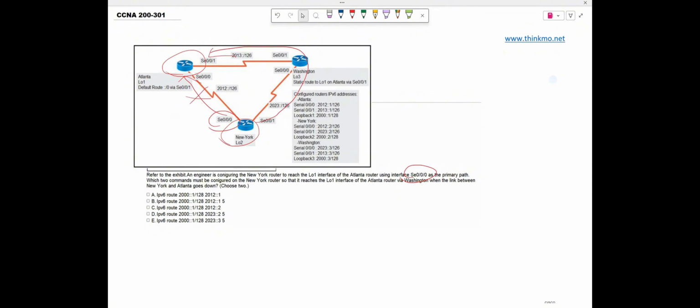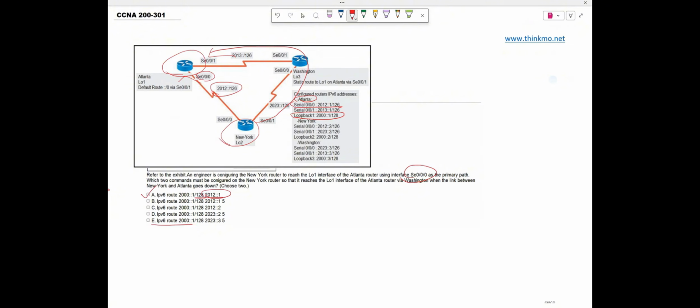So for our primary path, we just write a static route, a route to 2001. Who should the next hop be? It should go through 2012. Now, as for the path between 2012, let's look at the right side. The destination address is 2001, and this is the Atlanta router. It's the S0/0 interface, which is 2012. So the next hop goes through here, through this point, right? This is a default route.